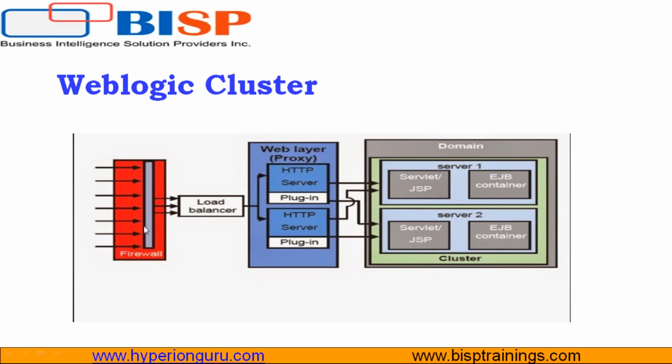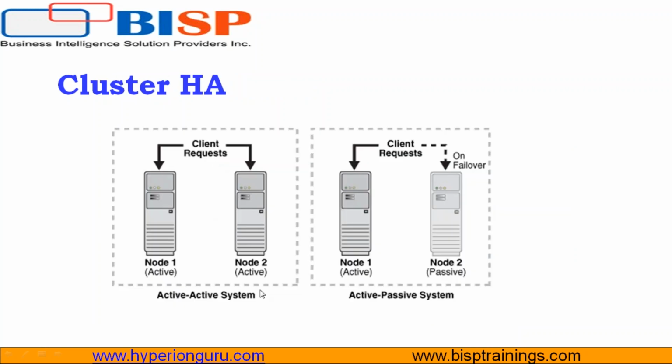Your request passes through a firewall, goes to a load balancer, which is a web proxy layer, and then it further goes into your domain. And then depending upon which server is available, it goes to that server and processes that request. So this is cluster high availability. You can have an active system, or you can have an active passive system. So you can have 2 nodes available. Both can be active, or you can have it in active passive mode. So if one of them is not available, the other one takes over automatically.